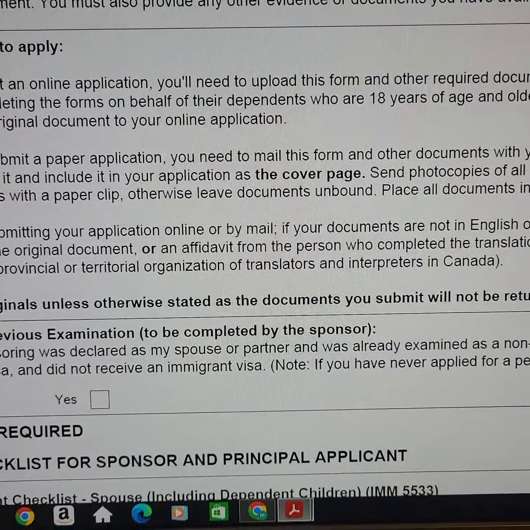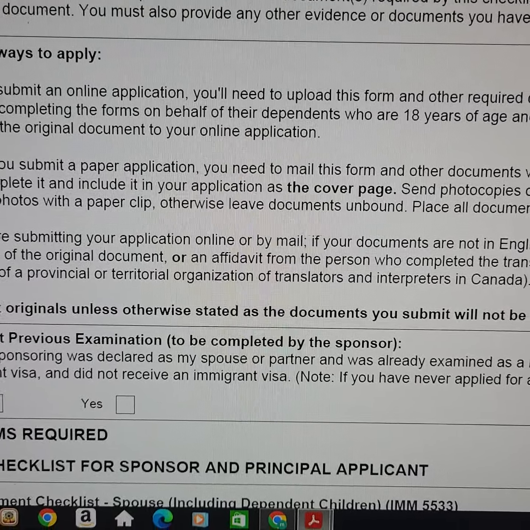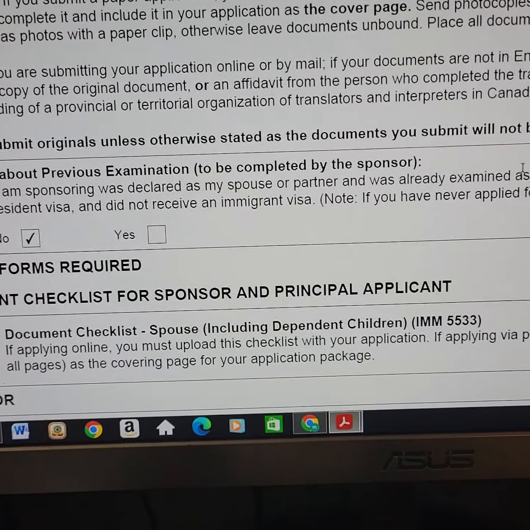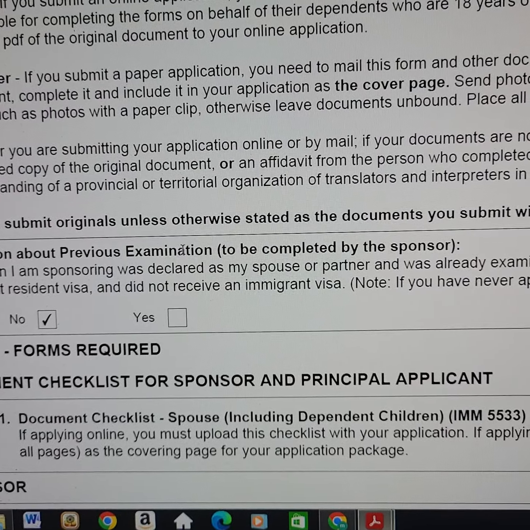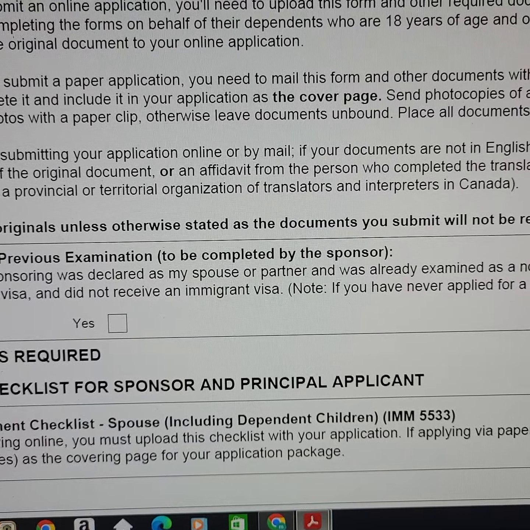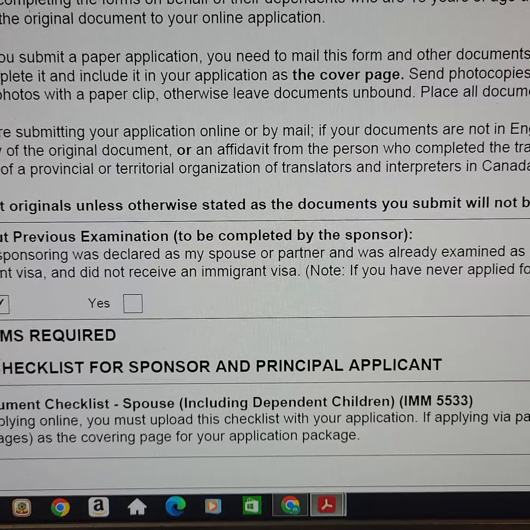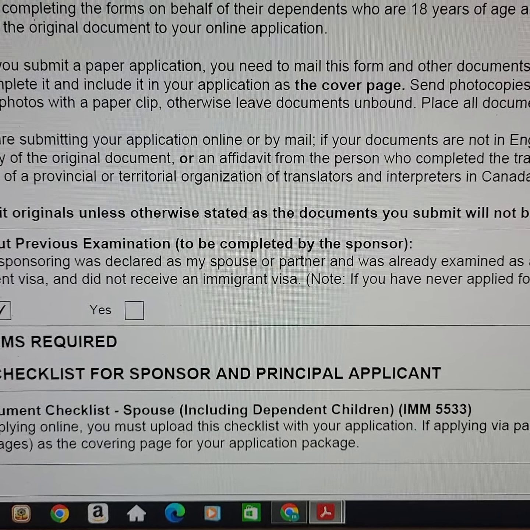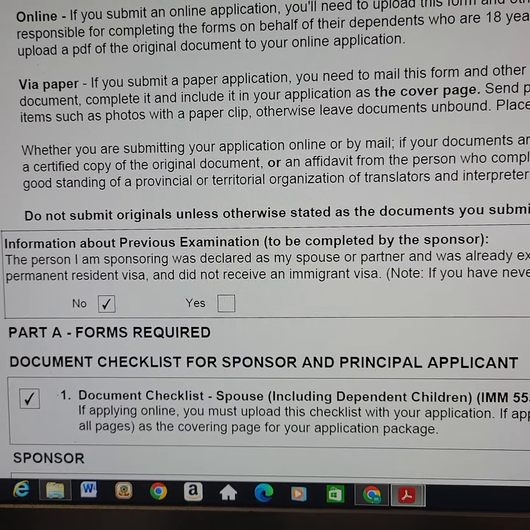Okay, if there's any documents you cannot submit, make sure you write down on a separate piece of paper why you cannot do that, what is the reason. Okay, first thing here, do not submit originals unless otherwise stated, as the documents you submit will not be returned. So keep that in mind, that whatever originals you send, they will not be returned. So you can, but if you do so, they will not be returned to you. So keep all these things in mind.